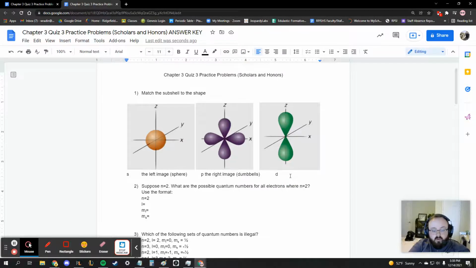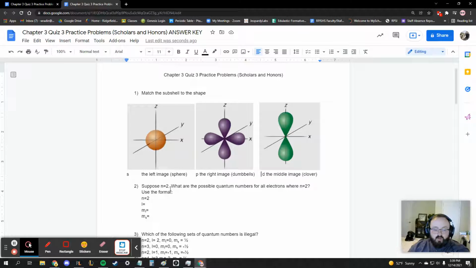Finally, our d orbitals are the middle image, which looks like a clover. Now, some of the d orbitals do look kind of weird. But in general, the d orbitals kind of look like this clover, where there's 4 of these teardrops connected at the middle.